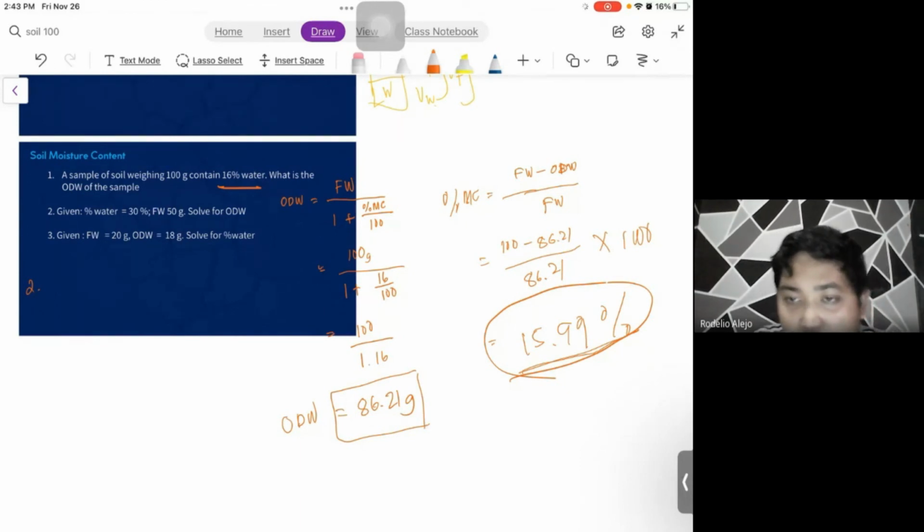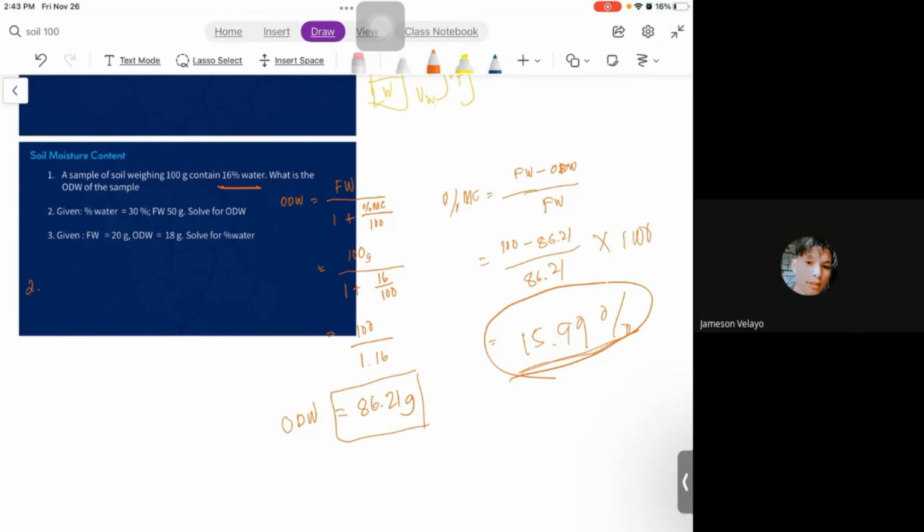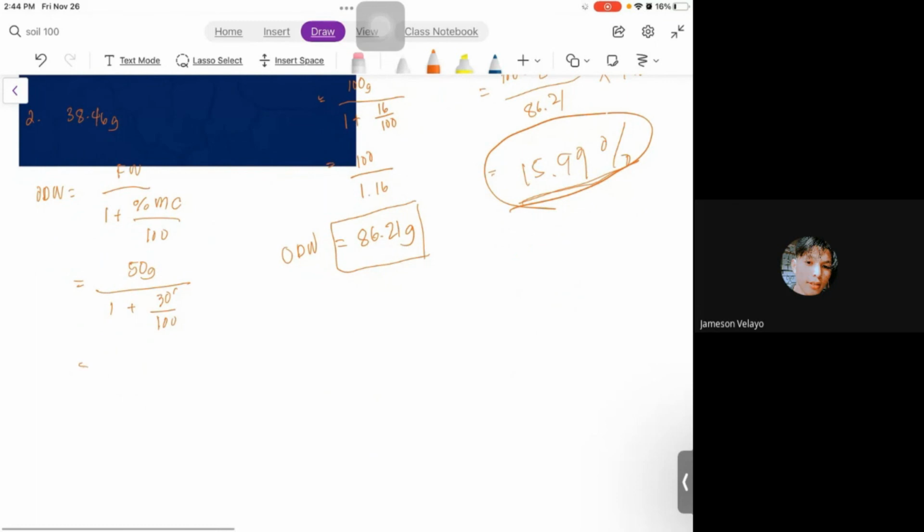Hello po, sir. Yes, ang nakuha ko po is 38.46. Yung formula po natin is ODW is equals to FW over 1 plus percent MC over 100. Ang given po nating FW is 50 grams over 1 plus 30% over 100. So, makukuha po natin is 50 grams over 1.30. So, 50 divided by 1.30 is equals to 38.46 grams.